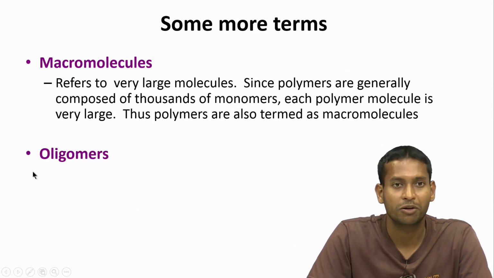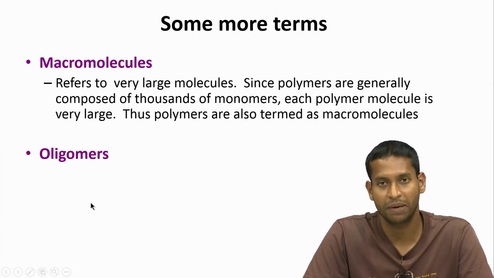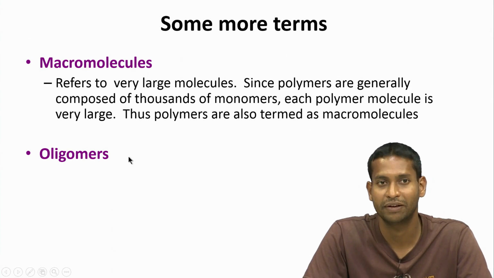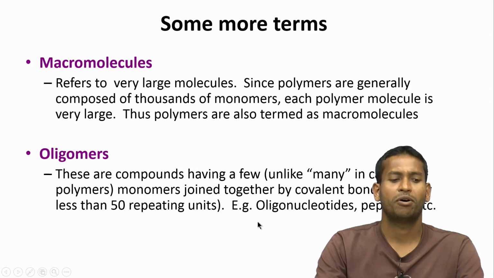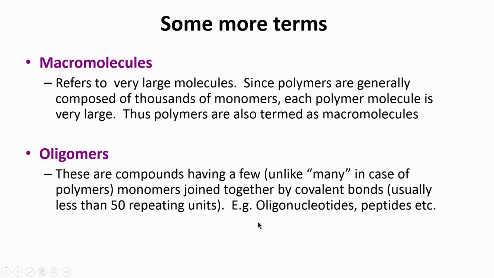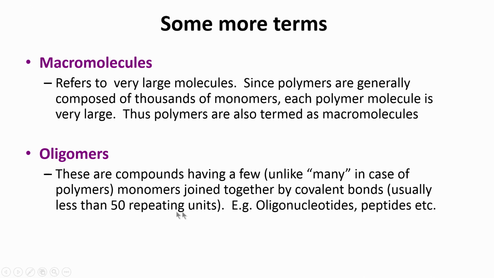Sometimes people use the term oligomers, and these are still polymers, but they are not as big as the polymers we normally talk about in terms of DNA and protein. These are compounds having very few monomers, joined together by covalent bonds. Typically the term is used for less than 50 repeating units, but this is again not a consensus term. Sometimes you will see people talk about other numbers as well, 20 units or even 100 units, as oligomers. Small peptides and small oligonucleotides are termed oligomers.